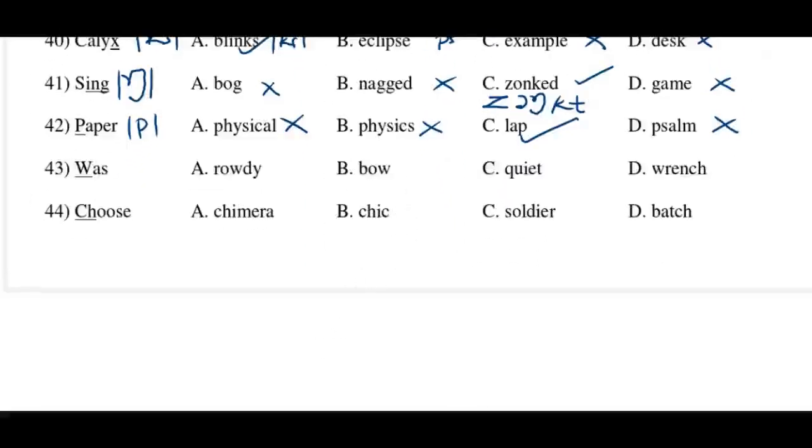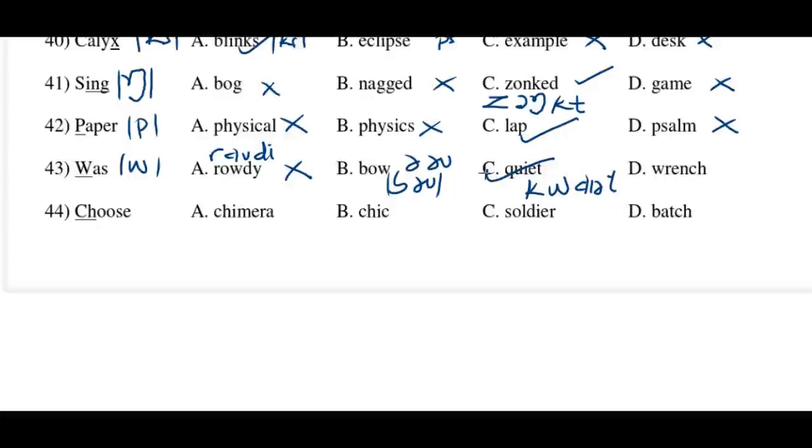Then we have 43, was. So the consonant sound is w. So let's see the options. Rowdy. This does not contain the W. Then we have bow. And this is quiet. So this contains the w, quiet. And this is range. So the answer to this question is quiet, option C.